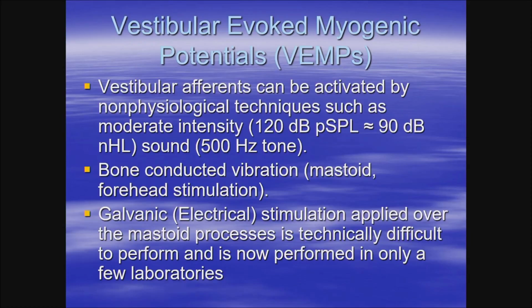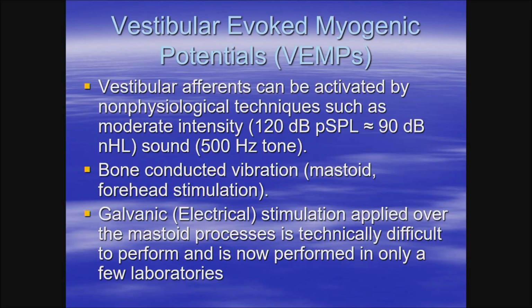One can use clicks if you only have clicks, but you need a higher stimulus intensity than what you would normally use in BAEPs. Instead of 70 decibels above average hearing threshold, you need to use at least 110 decibels. But if you have the ability to use tone stimulation, the best tone is 500 hertz, and you can use 90 decibels. I mentioned the possibility of using bone-conducted vibration, which you can do at a later stage. This can also elicit vestibular responses.